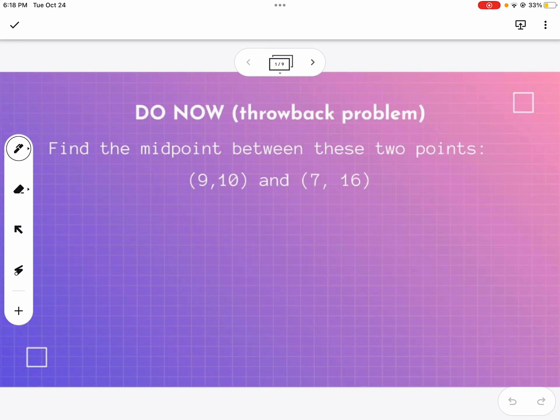We're actually going to start this one with a do now problem. So go ahead and pause the video and find the midpoint between these 2 points.